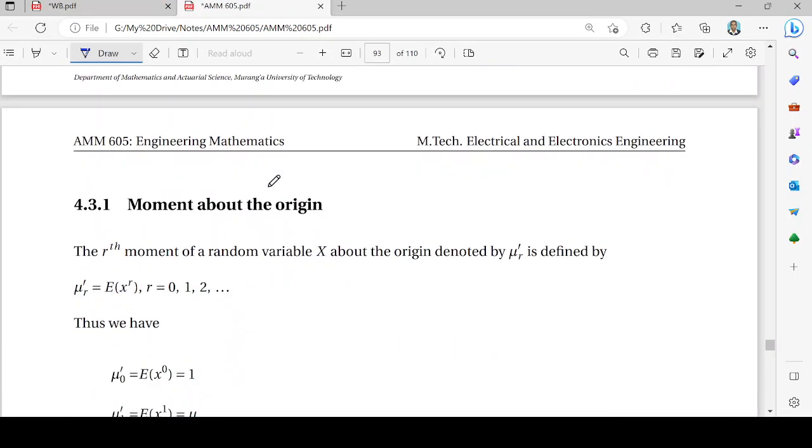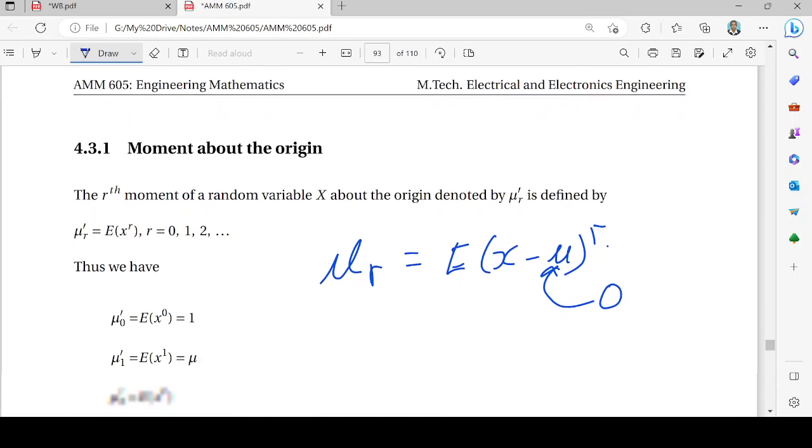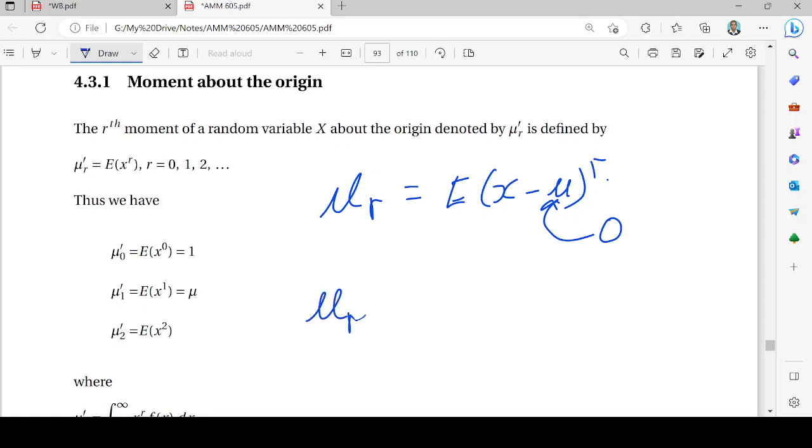So we look at the moments about the origin. If we replace the mean mu with 0, that is, we find the moment about 0. So we had the expression that mu r is equal to the expected value of x minus mu, where mu is the mean, raised to the power of r. So suppose now we want to find the moment about the origin. So we replace mu here with 0. Then the moment becomes the expected value of x raised to the power of r.